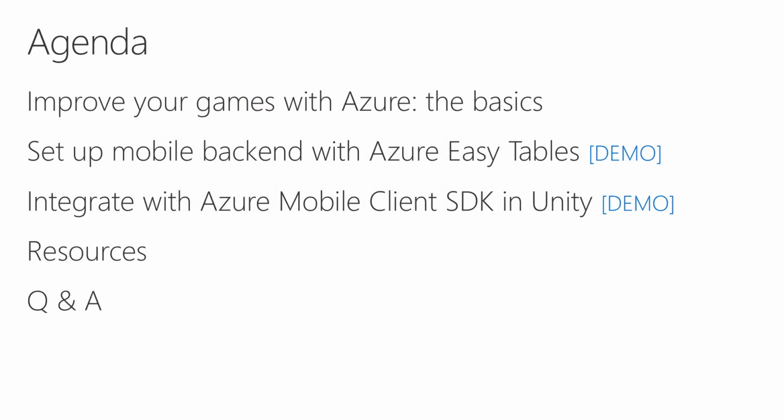So, we have a demo-packed session today. And what we're going to do is create a PC racing game in Unity that uses an Azure backend for leaderboard and telemetry data. First, I'm going to briefly discuss some ways to use Microsoft Azure to add motivating content for your players, as well as to inform your game design decisions. And next, I'll step you through a demo of how to set up the Easy Tables backend in the Azure Web Portal. And after that, I'll step you through using the Azure Mobile Client SDK to connect a Unity game to the new backend that we just created.